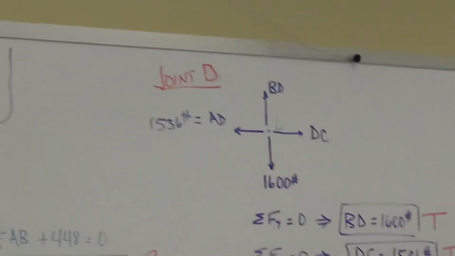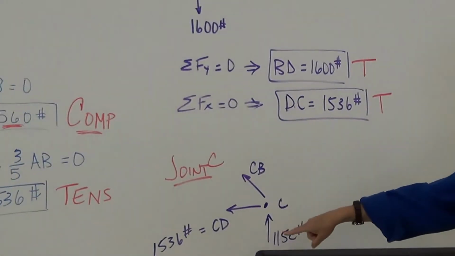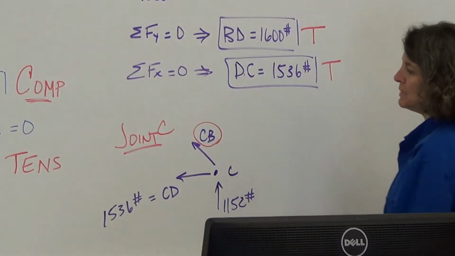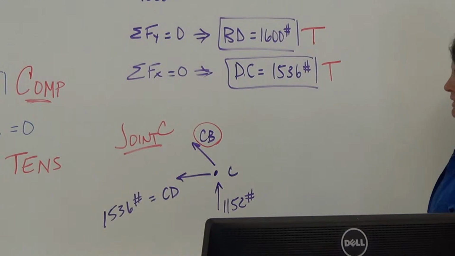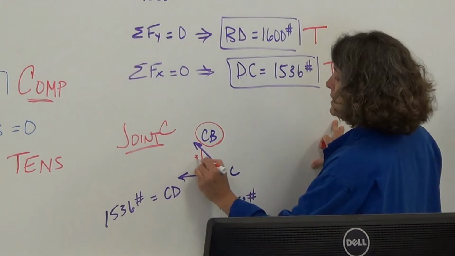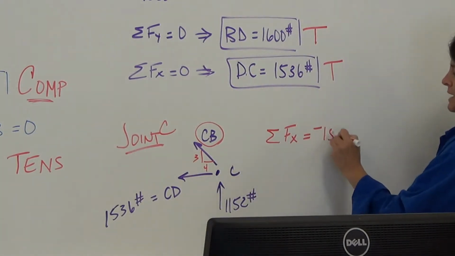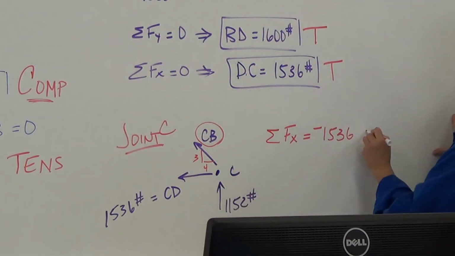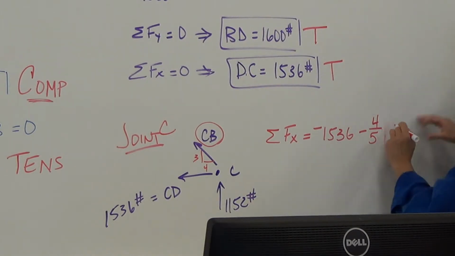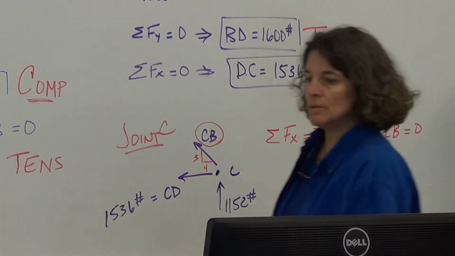So what equation do you want to use? How many equations do we need? We have the 1152, we have the CD, we only need CB. We only need one equation. So what do you want to do, X or Y? Let's put the little 3, 4, let's just do the sum of the forces in the X. The sum of the forces in the X is negative 1536 minus 4/5 of CB equals 0.